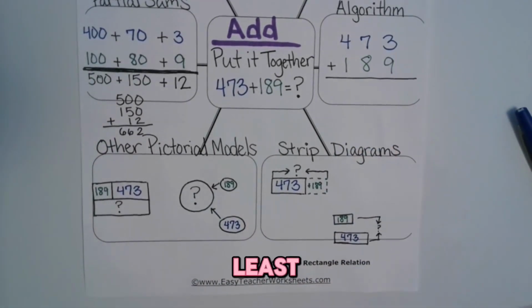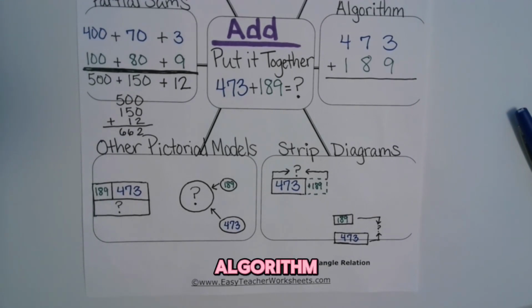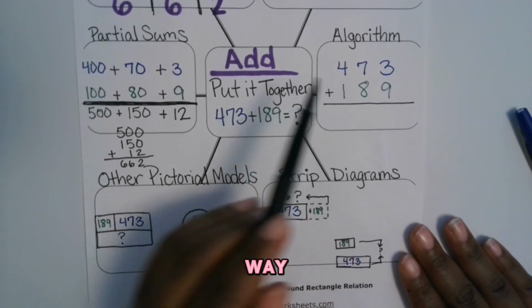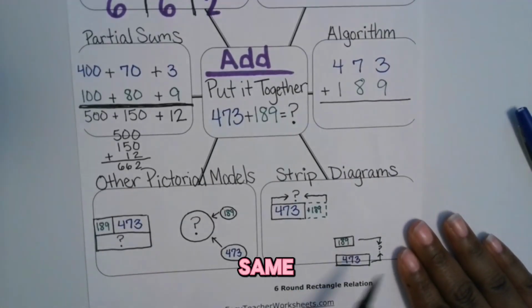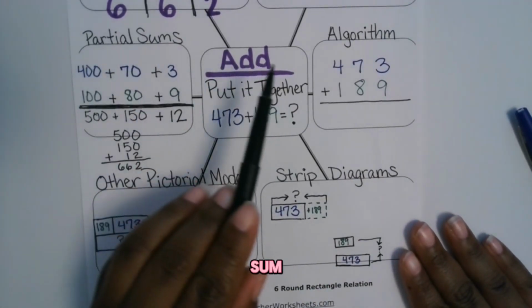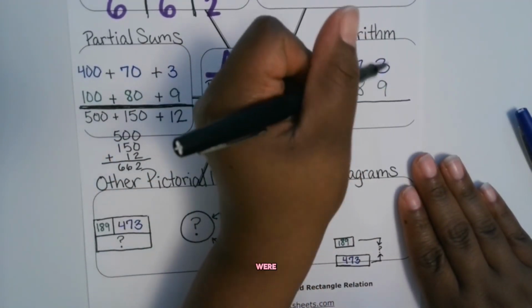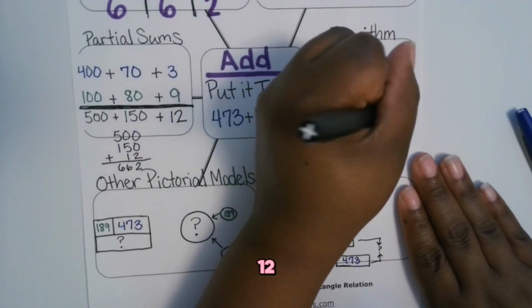And last but not least, the way we all learned the algorithm. And yes, that will probably be the last way that they want the number represented, because they want them to understand not just doing it this way, but how to come up with that same process, that same sum, all the other ways as well. So again, we would start in the ones place. 3 plus 9 is 12.